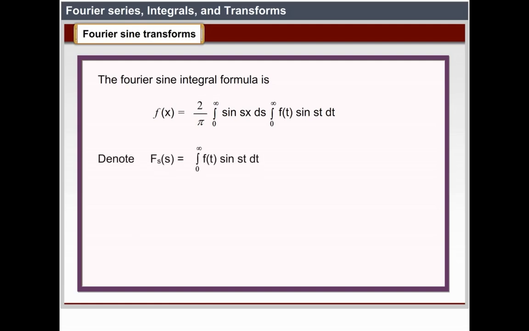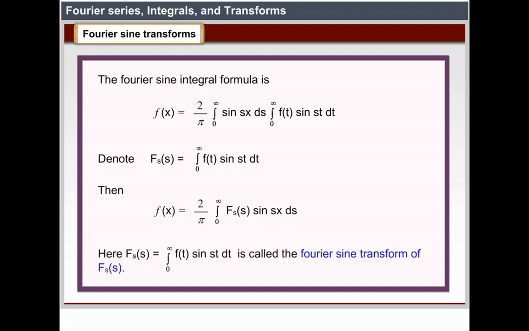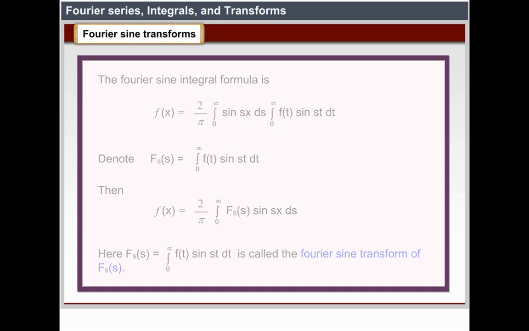Denote capital Fs of s equal to integral 0 to infinity f of t into sin st into dt. Then f of x equal to 2 by pi integral 0 to infinity Fs of s sin sx into ds. Here Fs of s, that means capital Fs of s equal to integral 0 to infinity f of t into sin st into dt, is called the Fourier sine transform of f of x.